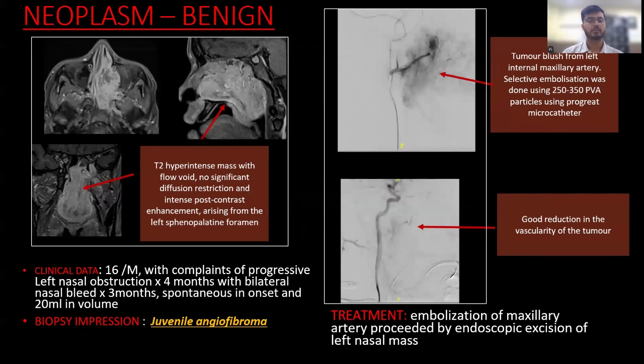More benign neoplastic causes. Here we see another case, a 16-year-old male with complaints of progressive left nasal obstruction for 4 months with bilateral nasal bleed for 3 months, spontaneous in onset and almost 20 ml in volume. The biopsy impression was juvenile angiofibroma. In the MRI, we see a T2 hyperintense mass with flow void, no significant diffusion restriction, and intense post-contrast enhancement arising from the left sphenopalatine foramen. So the treatment would be embolization of the maxillary artery preceded by endoscopic excision of the left nasal mass.